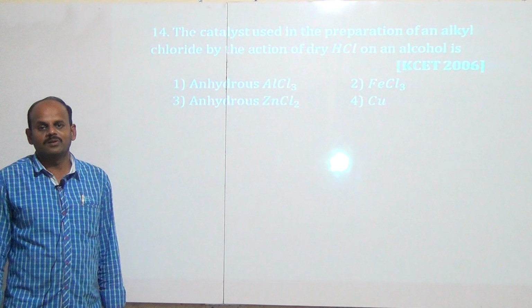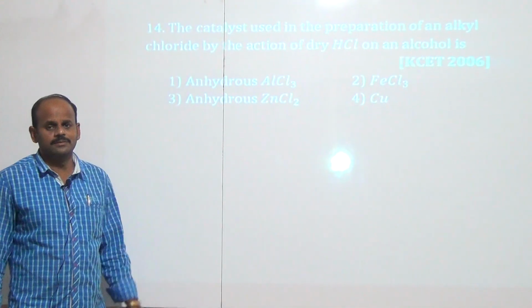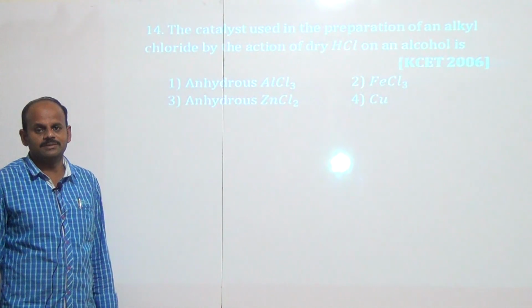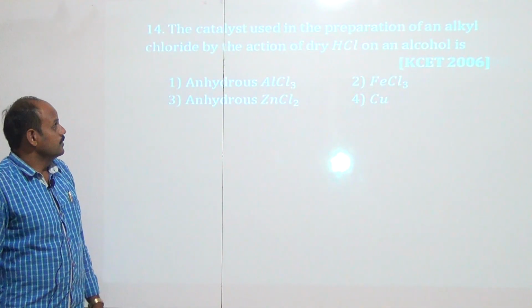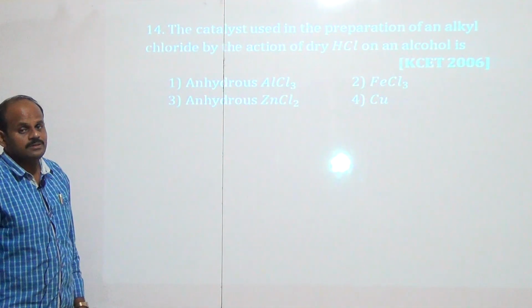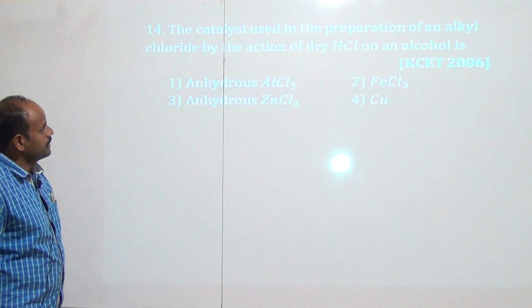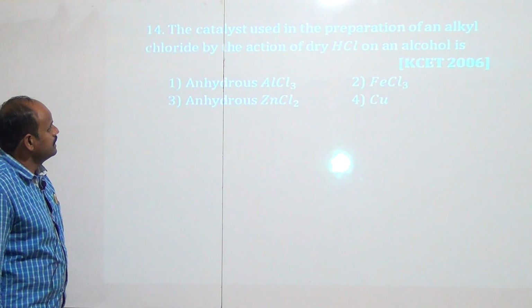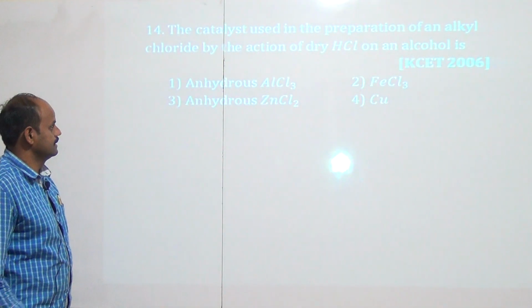In the last class we completed 13 bits in the KCET questions given. Okay, that is the previous questions given in KCET. Next I am going to start from question number 14. And what is the 14th question? The catalyst used in the preparation of an alkyl chloride by the action of dry HCl on an alcohol is.